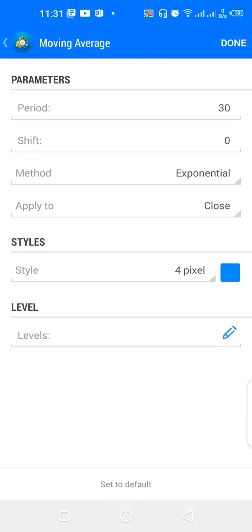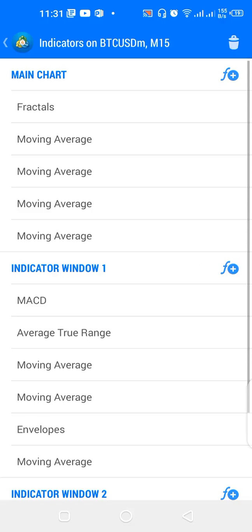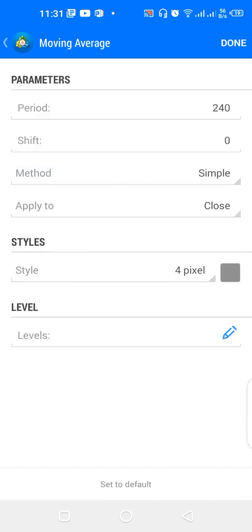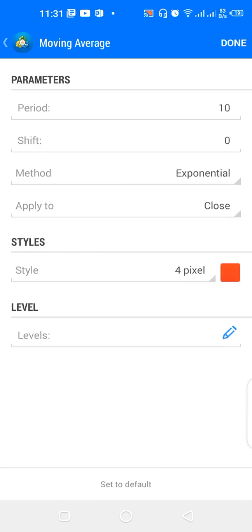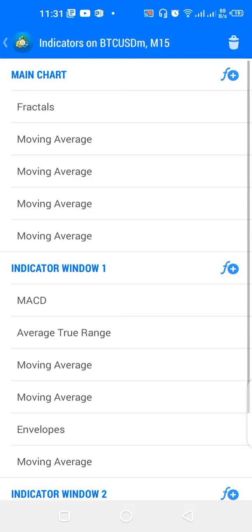We have a 30 period exponential moving average, applied to close, color is blue. We also have another 240 period, simple, applied to close, color is gray, moving average. We also have another 10 period, exponential, applied to close, color is red. And then we have 850 period, simple, applied to close, color is gray. So all these are on the main chart.